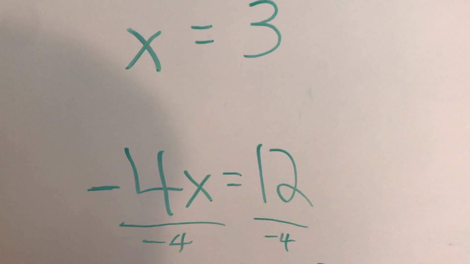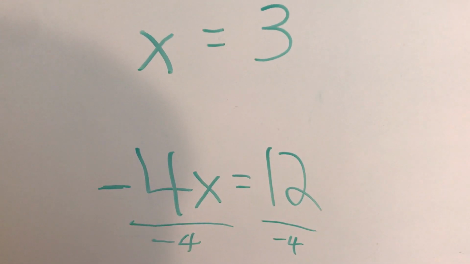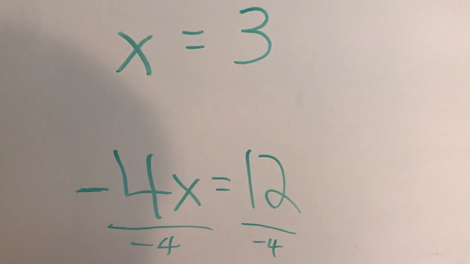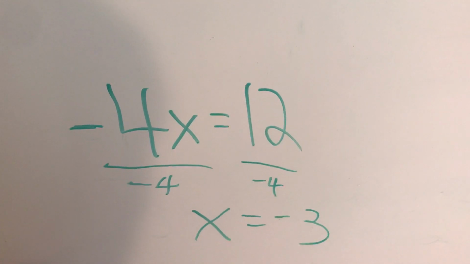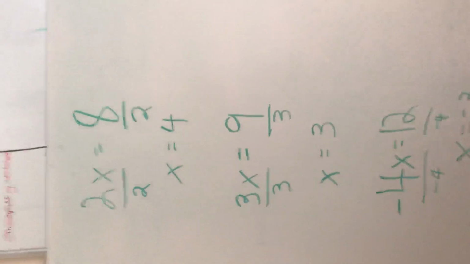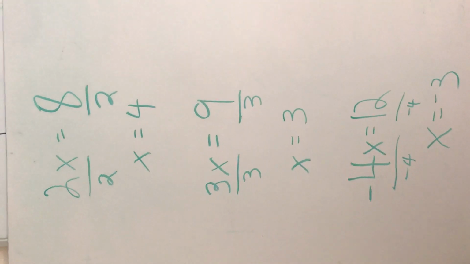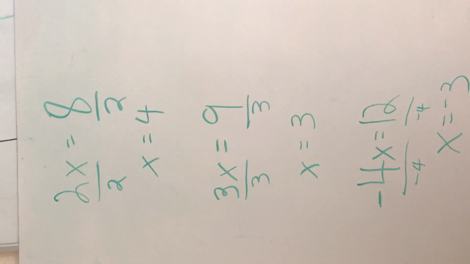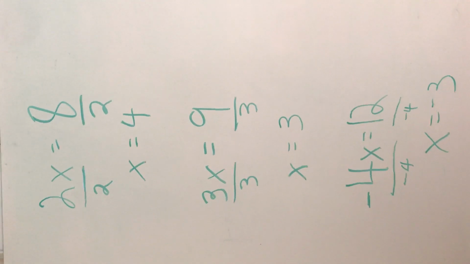Remember, you can always use your calculator. If you're not 100% sure about your math, use your calculator. 12 divided by negative 4 is negative 3. So you get x equals negative 3. So all of these problems right here, that's how you solve them. These are the ones that involve multiplication. Right now, we're going to move on to questions that involve division.